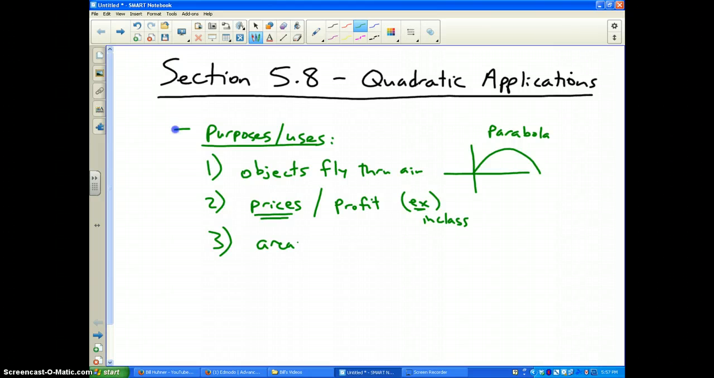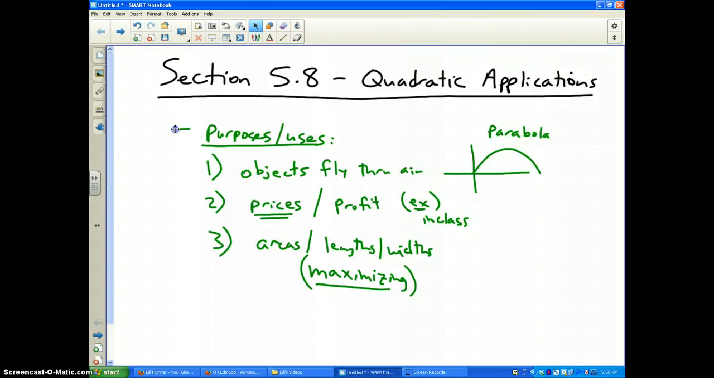Third, areas, lengths, and widths, especially when it comes to maximizing that particular information. If you want a maximum length or a maximum width if you're building something, areas are another good application of where this is used, because area is a squared concept. So as we go through some of the examples in class, you're going to see that there are a lot of uses for quadratic applications.